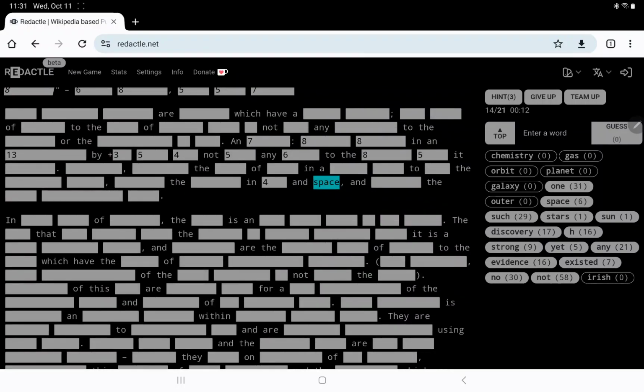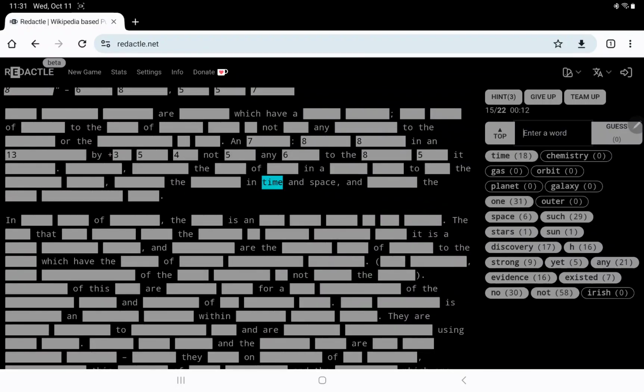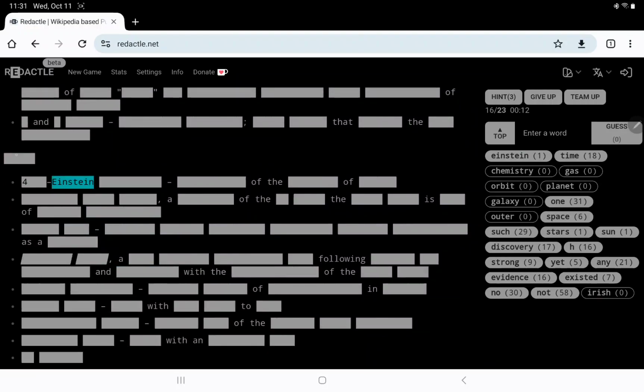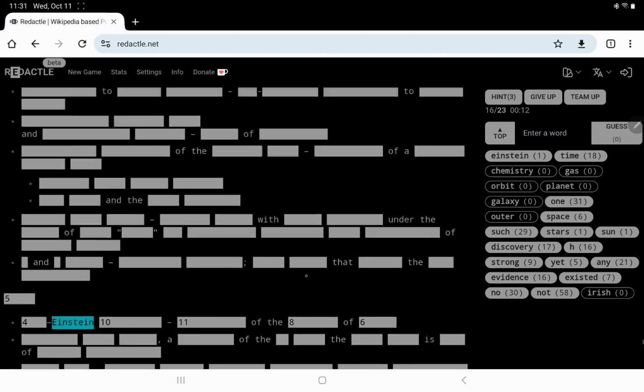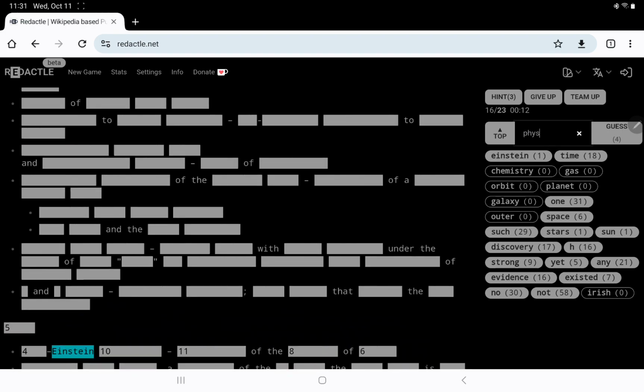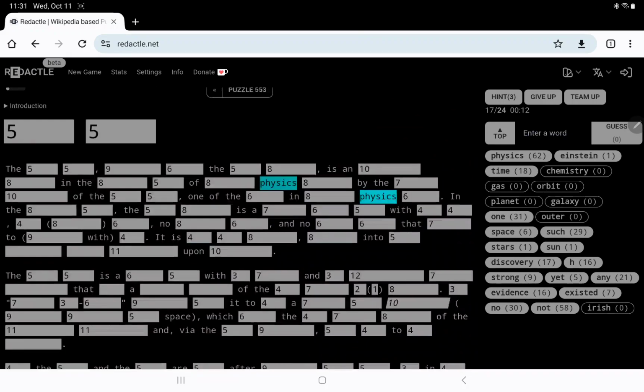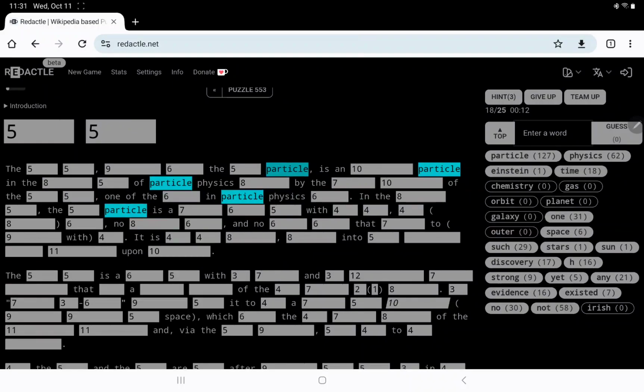5 space in time and space. Now let's see if our friend Einstein is here. Just once. Ooh, something Einstein 10. Well, let's do physics if it's not chemistry. Aha. Okay. Is it particle physics? Yes.